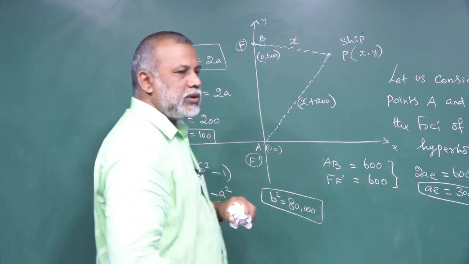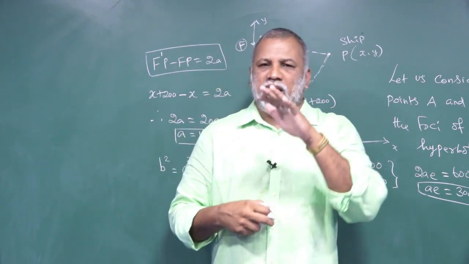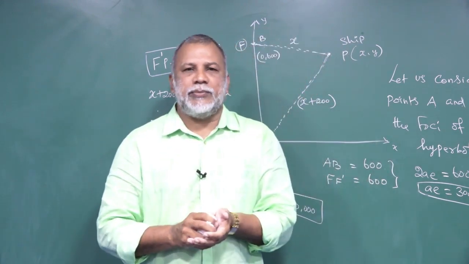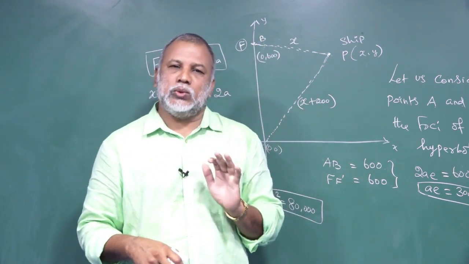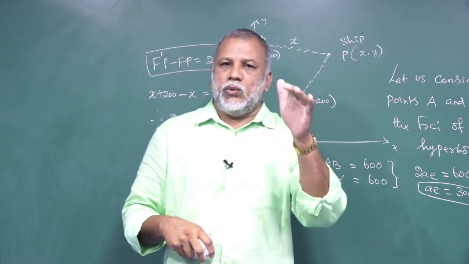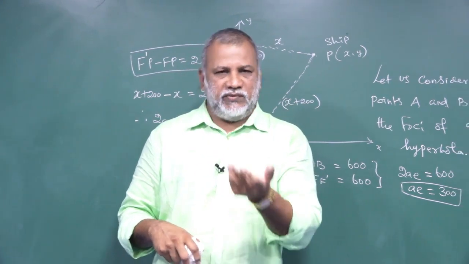So we are able to work out all the needed data. What are the needed data? We need to find the equation of the hyperbola. This is along the y-axis, so type number 2. Now what is the equation? y squared by a squared minus x squared by b squared equal to 1. So we need a squared, we need b squared.